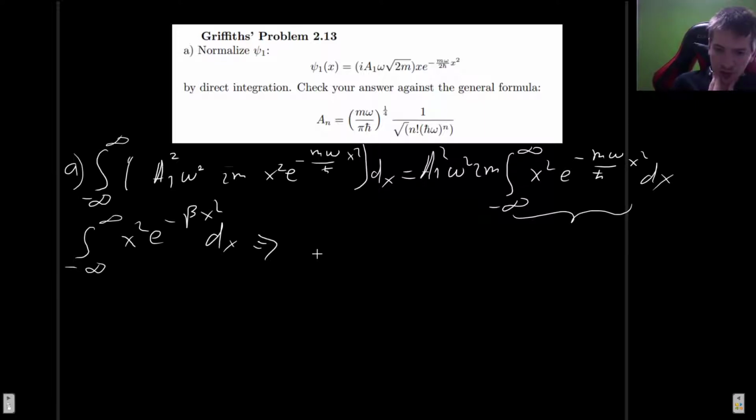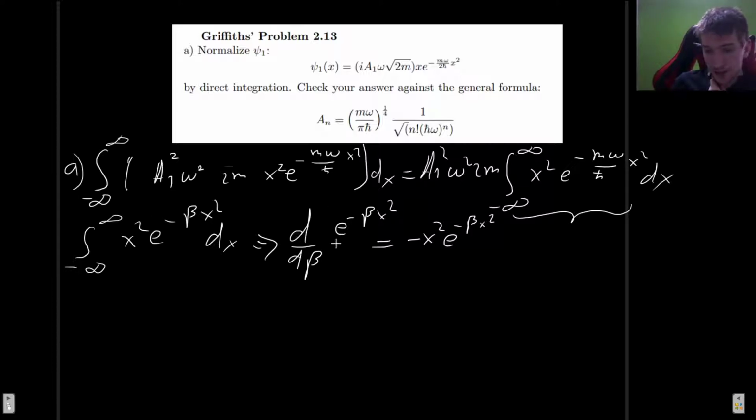So let us now think, what if we were to differentiate e to the minus beta x squared with respect to beta? Well, in that case, we would get minus x squared e to the minus beta x squared, which is exactly what we have in here, but this time it doesn't have the x squared, so we could actually use the fact that this would be a Gaussian integral, and we would get the result right away. So let us multiply each side here by minus 1, so we get that minus this derivative is what we have inside of the integral.